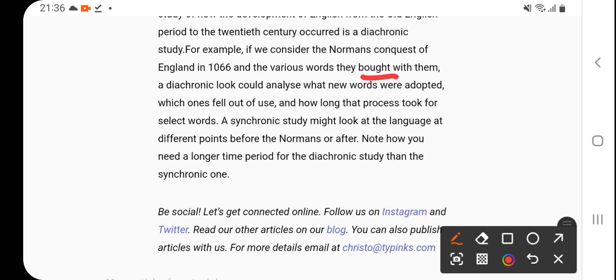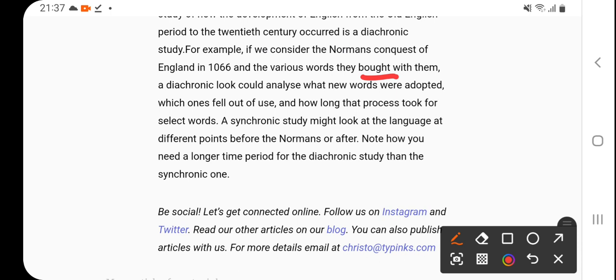We could analyze what new words were adopted. Diachronic study looks at what new words were added to the language, which ones fell out of use, and how long that process took for select words. A synchronic study might look at the language at different points before the Norman conquest. Note how you need a longer time period for a diachronic study than a synchronic one.